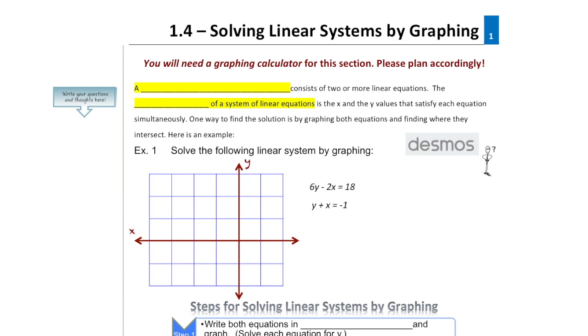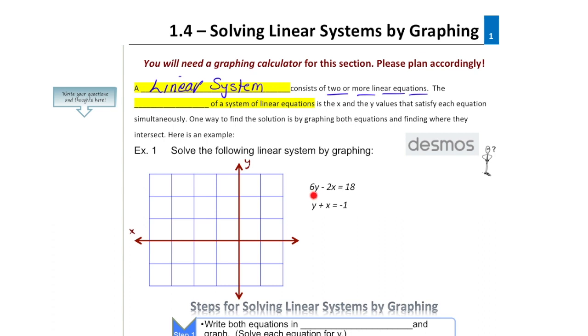So here are our notes from this past week on solving systems by graphing. I'll run through them pretty quick. A linear system, so we're talking about two or more lines, consists of two or more linear equations. So down here we've got a linear system.